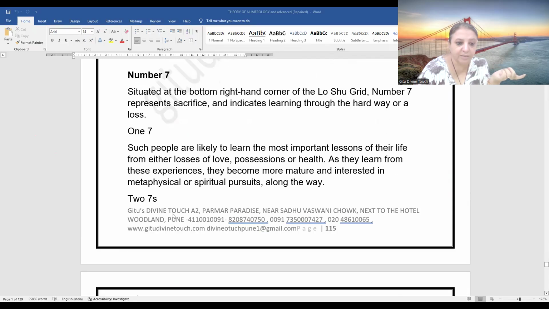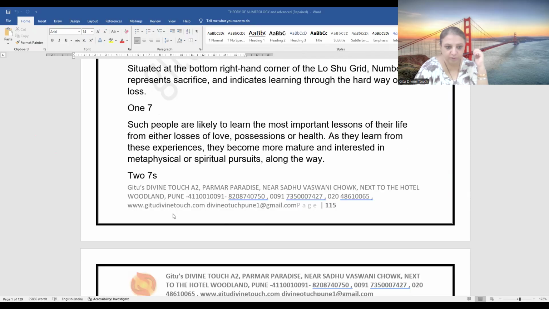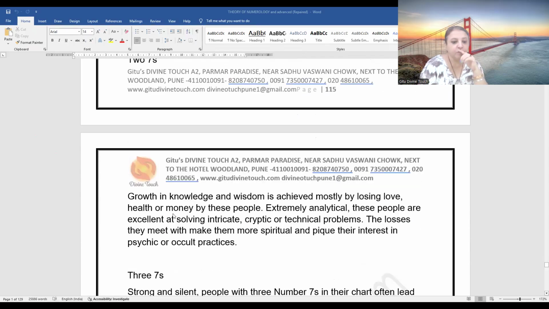Number 7, situated at the bottom right hand corner of the Loshu grid. Number 7 represents sacrifice and indicates learning through the hard way or through loss. 1 7. Such people are likely to learn the most important lesson in their life from either losses of love, possessions, or health. As they learn from these experiences, they become more mature and interested in metaphysical or spiritual pursuits along the way.